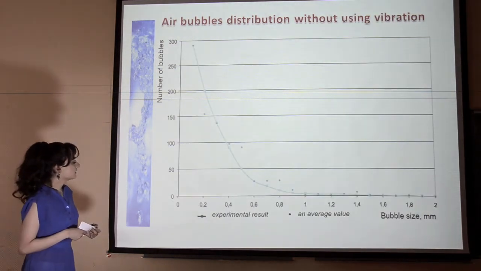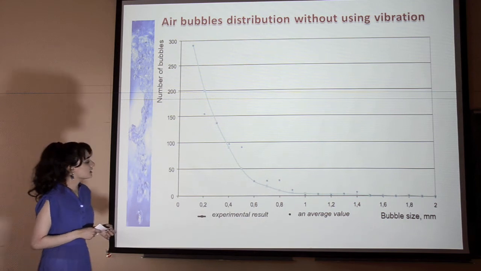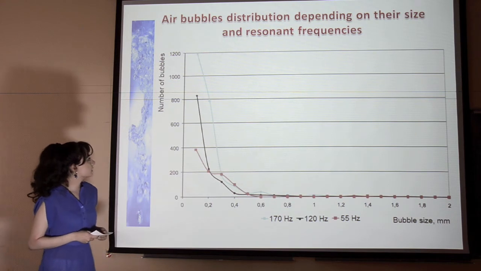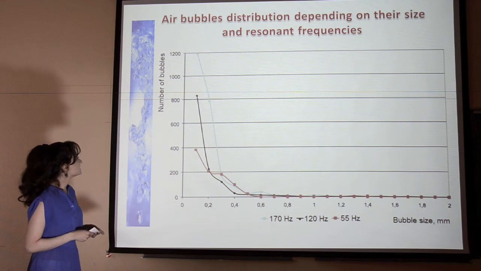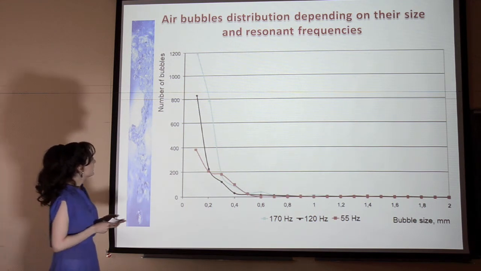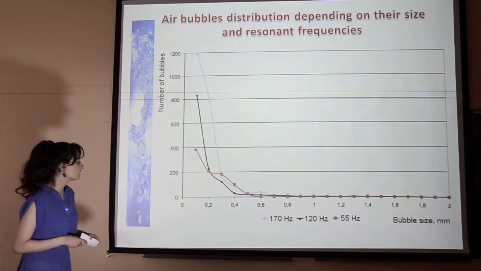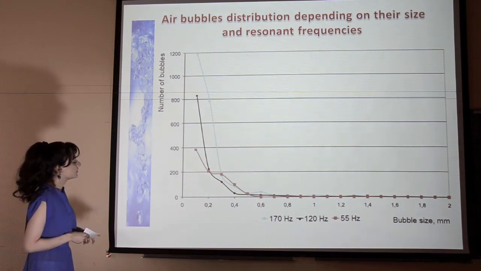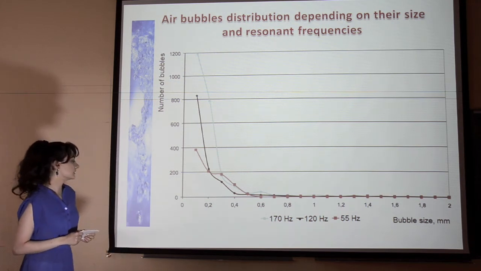To compare the results without and with the use of vibration, let's have a look at the next slide. Here you can see that without using vibration, the number of air bubbles is less than 300, whereas in contrast with the use of vibration excitation, particularly on the resonant frequencies, you can see that this number is increased up to 800, for example, in case of 120 Hz frequency, and almost 1200 air bubbles in case of frequency of 170 Hz.